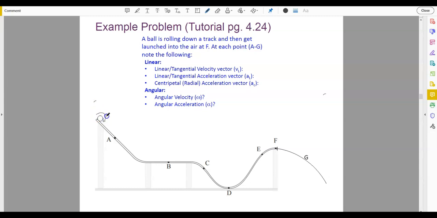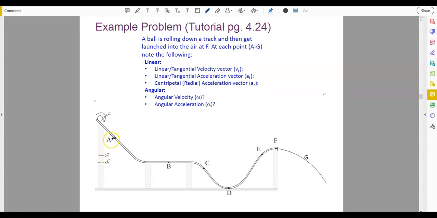rotate clockwise the entire time. So at A, it's going to have a negative omega. So at A, it's going to be rotating clockwise. So that's going to be a negative omega. And when it's at A right here, will it be speeding up or slowing down or constant velocity at A? Well, since it's going on the downward portion of the track, it's going to then be speeding up too. So its negative angular velocity vector is going to be complemented by the negative angular acceleration vector.